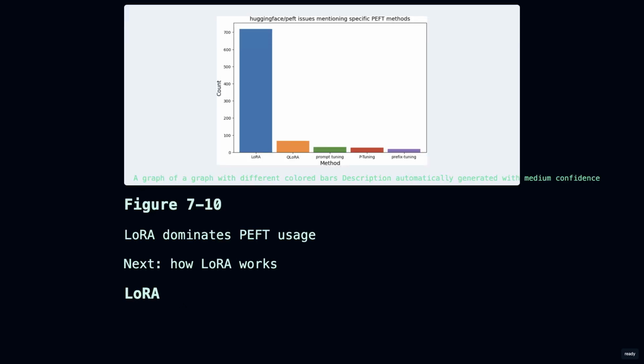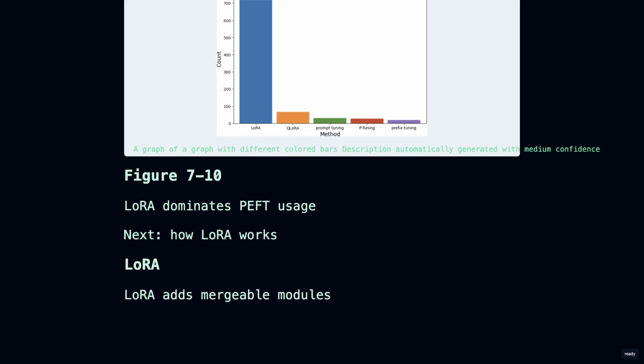Now we move from the general idea of PEFT to its most important example. LoRA is the method you will see most often in practice, so it is worth understanding carefully. LoRA improves on early adapters by avoiding extra inference cost. It adds small trainable components that can later be merged back into the base weights.